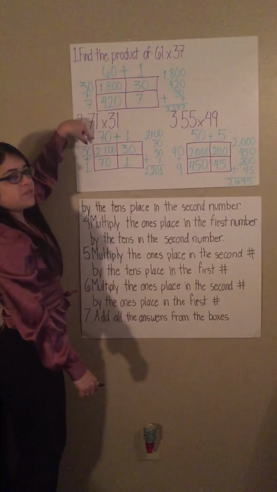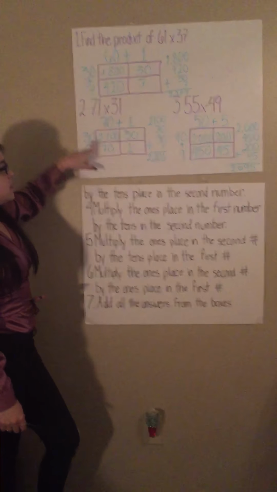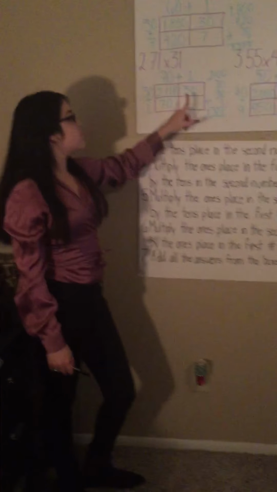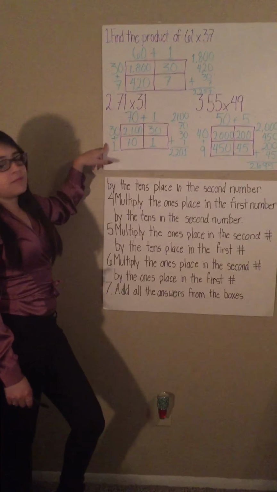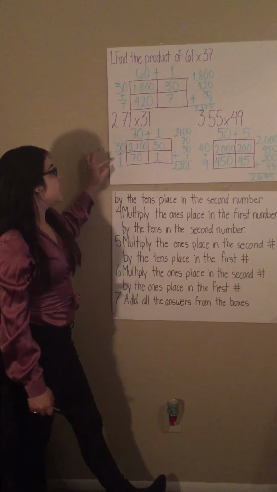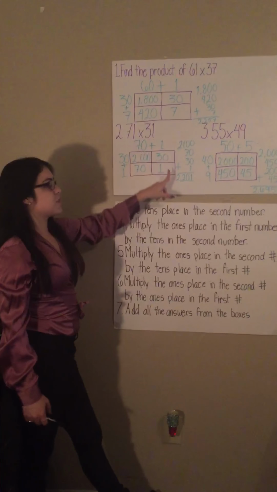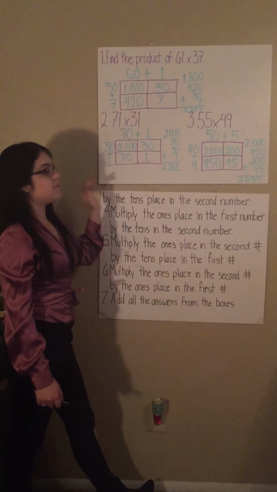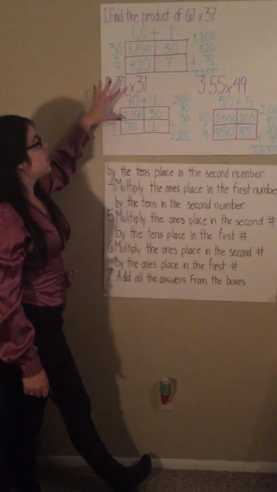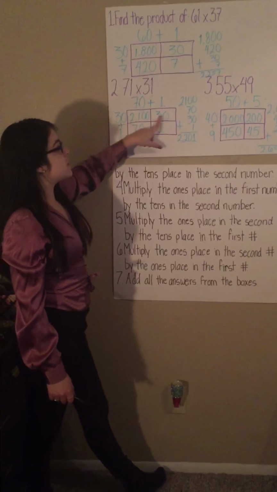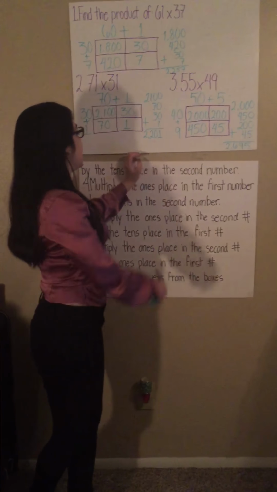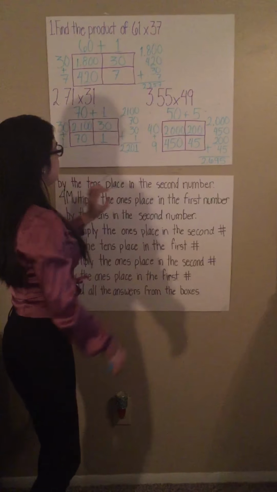So we multiply 70 times 30 equals 2,100, and then we do 30 times 1, which is 30, then we do 70 times 1, which is 70, and then our last one is 1 times 1, which is 1. So now we have to add everything together. We do 2,100 plus 70 plus 30 plus 1, which is 2,201. And that's going to be our final answer.